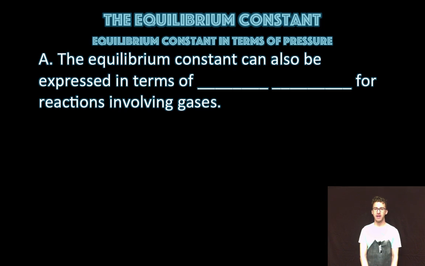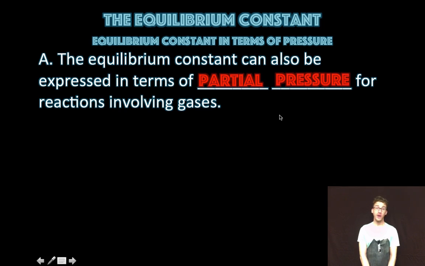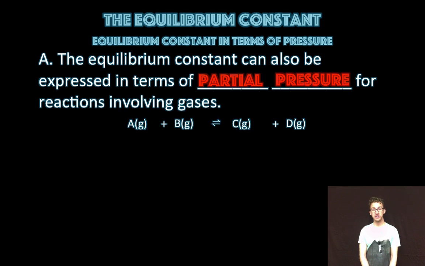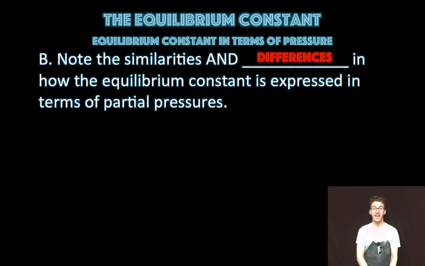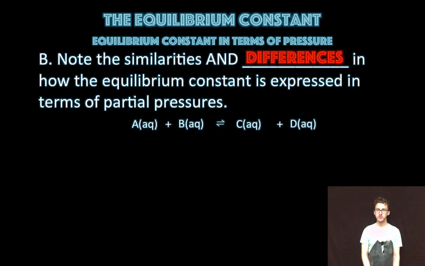Now let's talk about how we can express the equilibrium constant in terms of pressure. Recognize that the equilibrium constant can also be expressed in terms of partial pressure for reactions involving gases. Boom. Generalized reaction. Notice this time, however, that the phases of all my reactants are the gas phase. Now, it's important to note the similarities and the differences in how the equilibrium constant is expressed in terms of partial pressures.